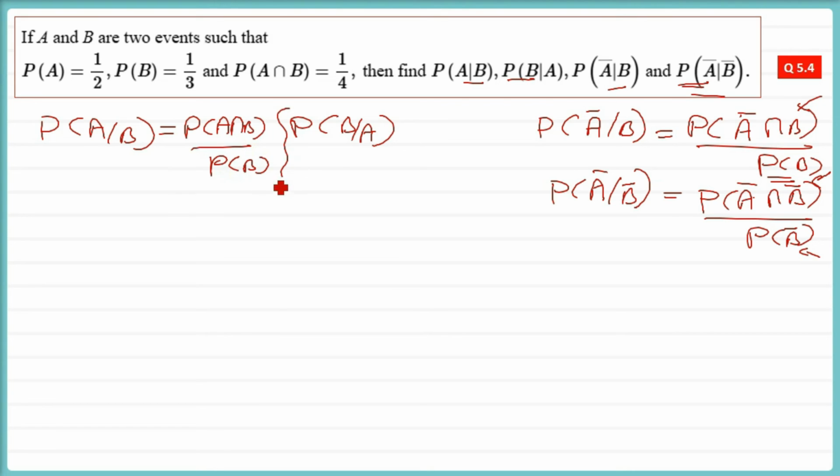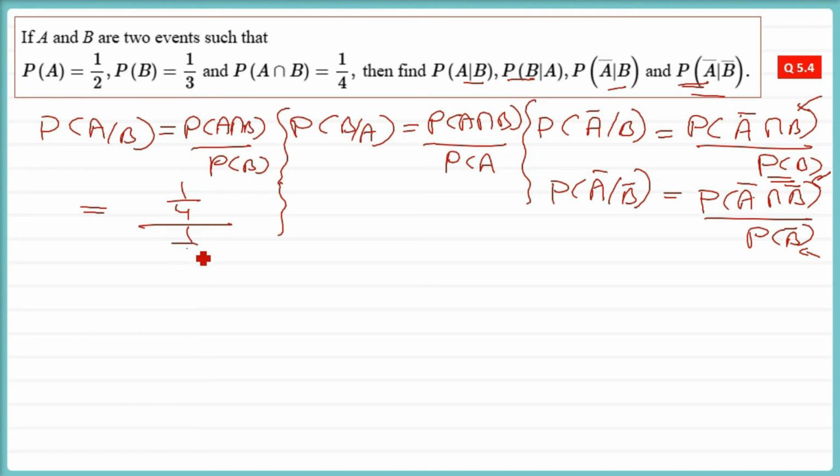P(B) is going to come for the first case in the denominator. P(A intersection B) is again in the numerator, but the denominator will have the event which has already happened, which is P(A). Now let's put the values. This is going to come easily. P(A) is 1 by 4, P(B) is also known, 1 by 3.